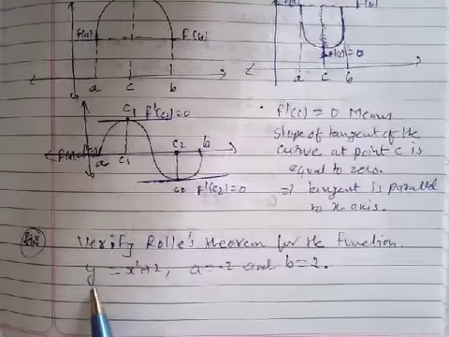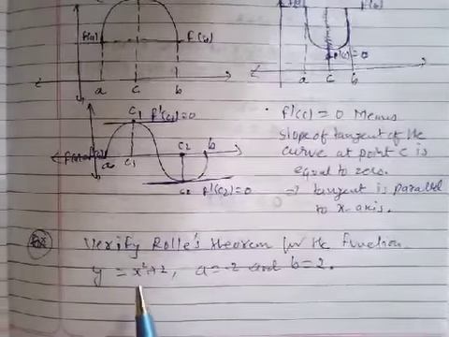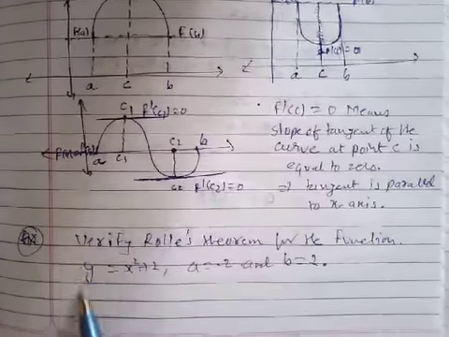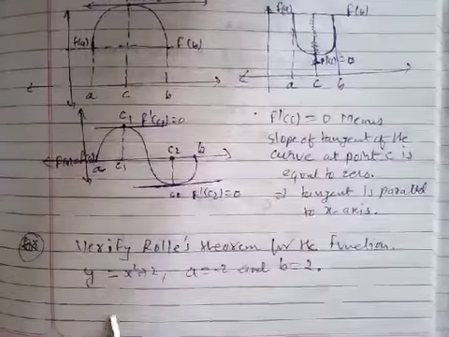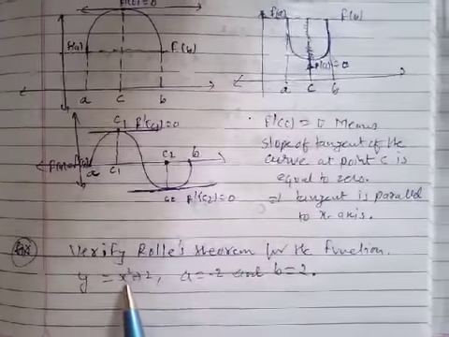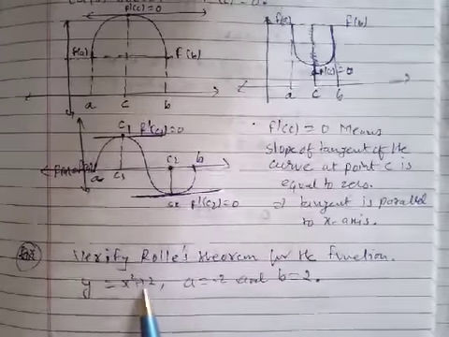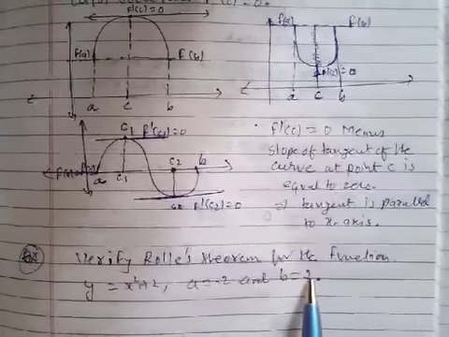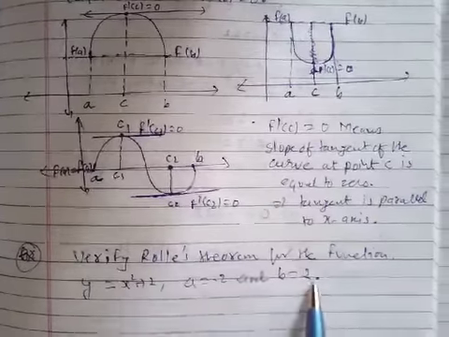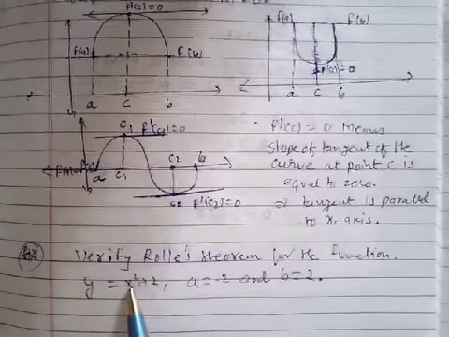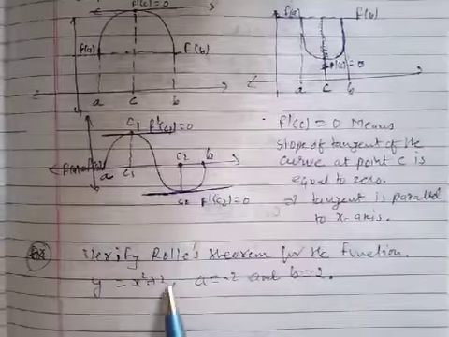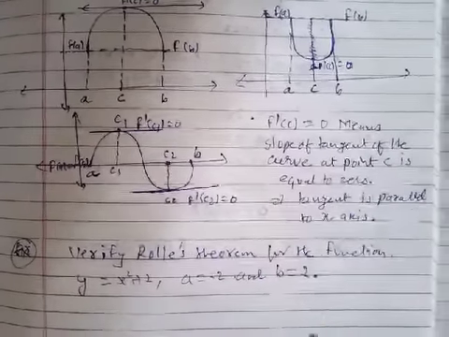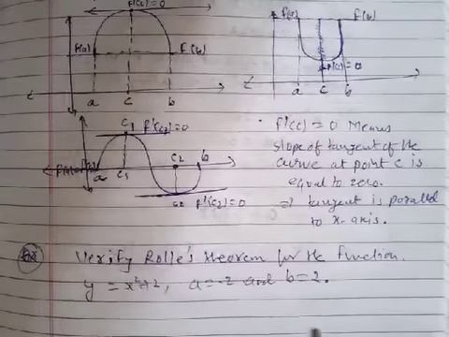Then we have to find f(a). Consider y as f(x). So f(a), if you find f(-2), minus 2 to the power 4, that is 4, plus 2, is 6. Then f(b), f(2) is 2 squared, 4, plus 2, is 6. So f(a) is equal to f(b). So the three conditions are satisfied, and therefore Rolle's theorem is applicable to this.